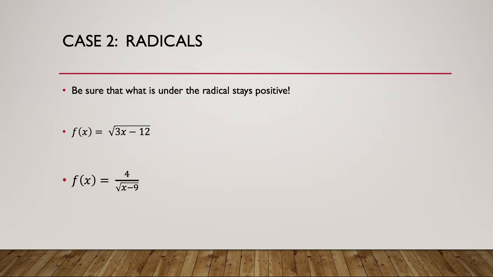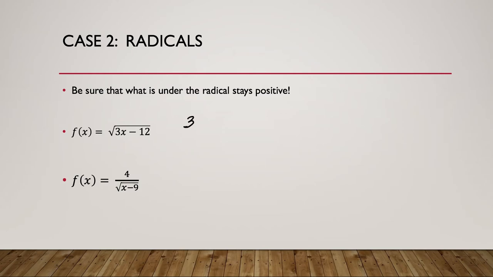Case 2 are radical problems, which again means in most of our cases, we're talking about a square root in the problem. Our hint says that we want to be sure that what is under the radical stays positive, and the reason why is because we cannot take the square root of a negative number.